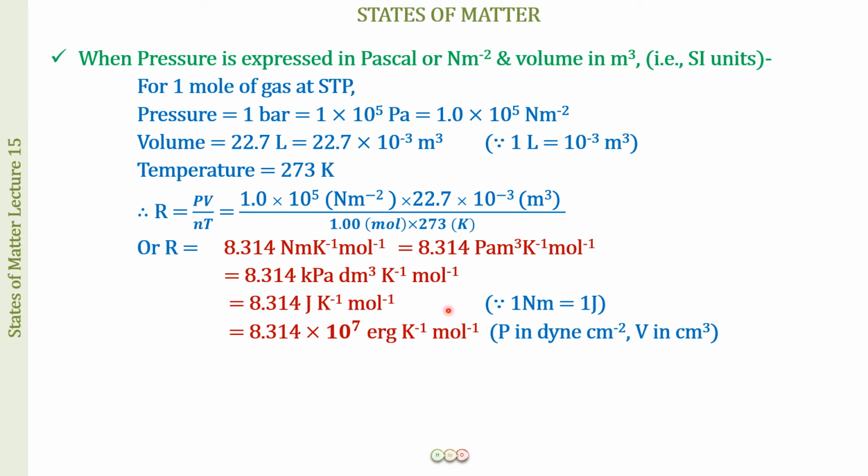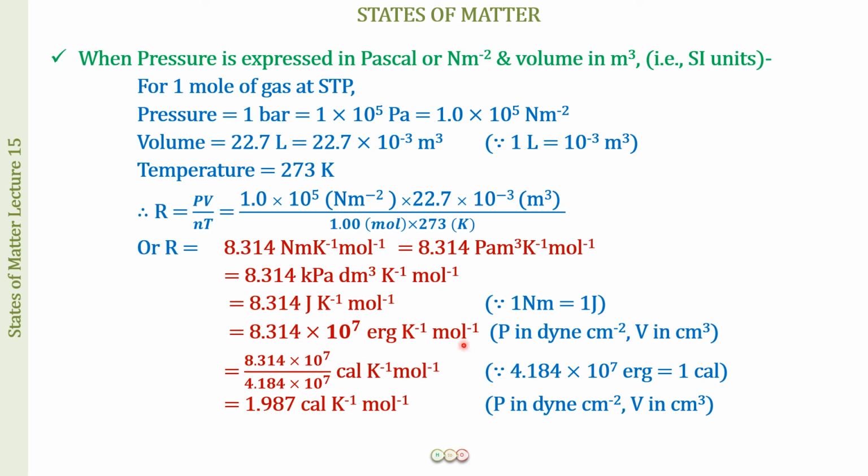Now 1 Newton meter is equal to 1 joule. So we can replace this over here and get the value as 8.314 joule per Kelvin per mole, and 1 joule is equal to 10 to the power 7 erg. That is when we are taking the pressure in dyne per centimeter square and volume in centimeter cube, that we get the value of work as erg. So it is going to be 8.314 into 10 power 7 erg per Kelvin per mole. Also we know that 4.184 into 10 power 7 erg is 1 calorie, or 4.184 joules is going to be equal to 1 calorie.